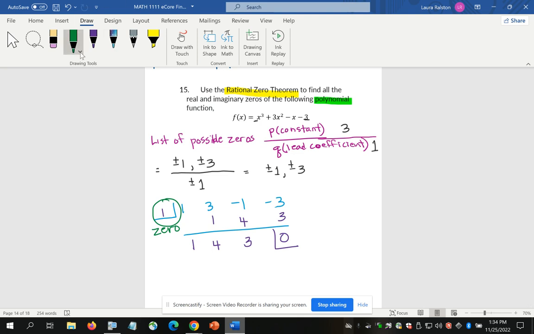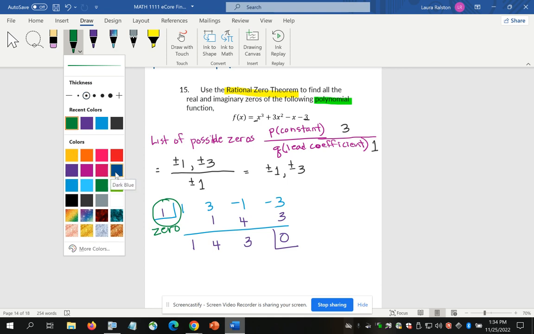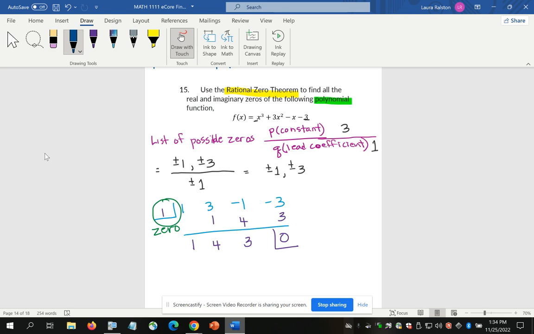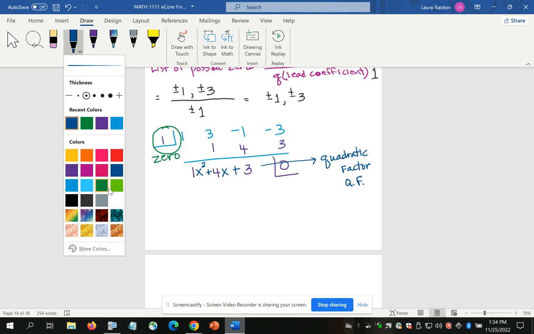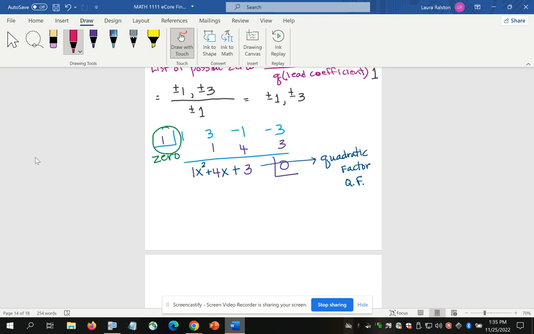Since I started with an x cubed and I have divided one out, I now have x squared plus 4x plus 3. Since I've divided one of those out, this is a quadratic. And so I could, at that point, either factor or do the quadratic formula instead of continuing with the process of trial and error. I should probably check for multiplicity. I should determine if the 1 occurs a second time. So let me check it.